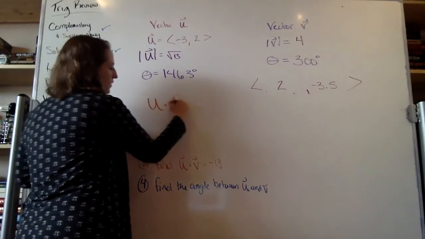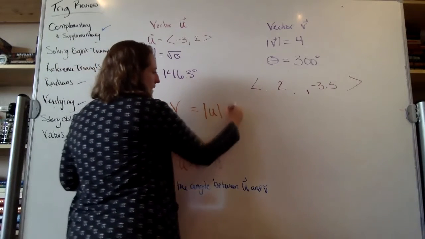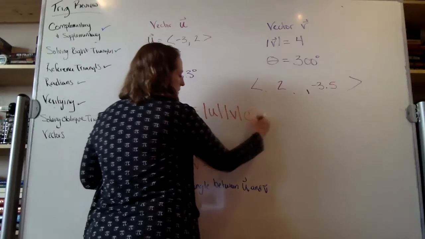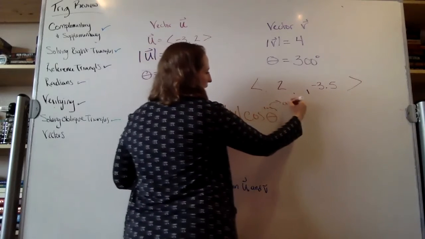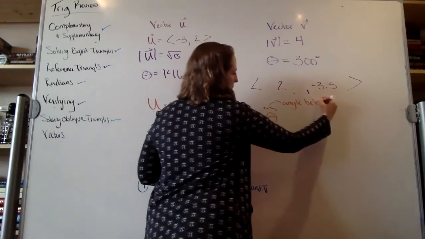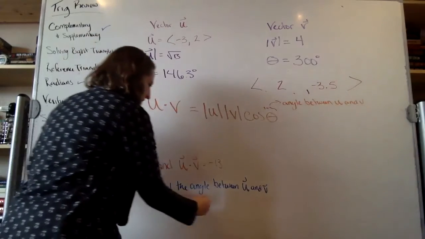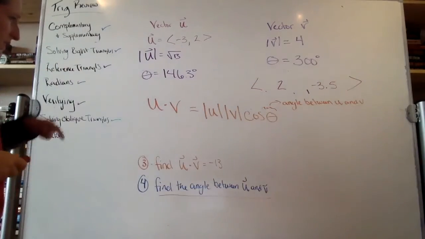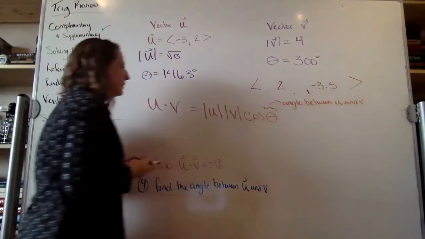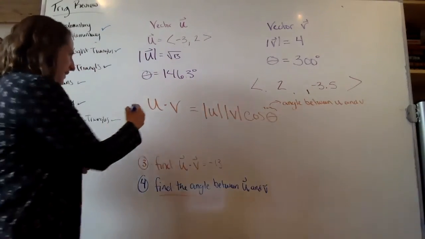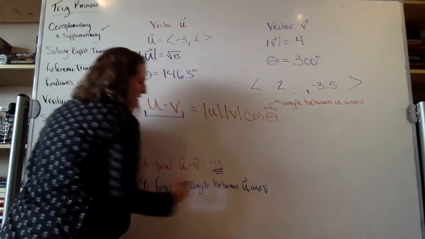Well, I also know that u dot v is equal to the magnitude of u times the magnitude of v times cosine of the angle between them. So this theta is the angle between the vectors. But isn't that exactly what I want to find? The angle between u and v? So as long as I know all of the other values in this problem, I can solve that for cosine of theta, which means I can solve that for theta. So here's what we can do. Didn't we just calculate u dot v? We know that u dot v is -13.